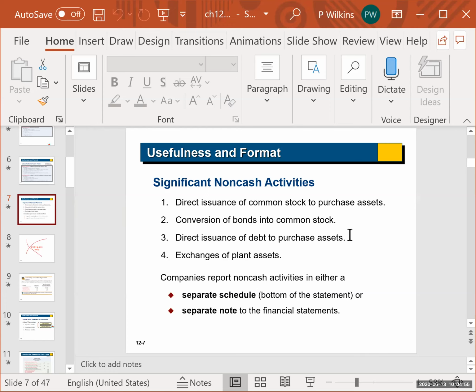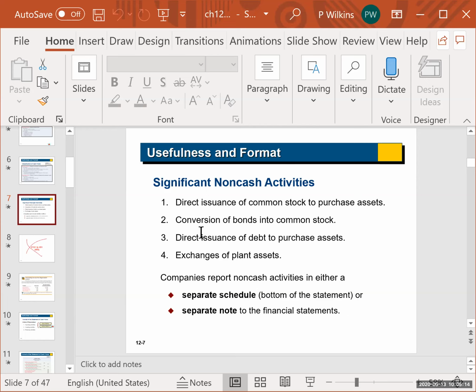Direct issuance of debt to purchase assets. So you buy a car and you do it on credit, right? You open an account, so there's no cash. Or exchanges of plant assets. So you trade a truck in for another truck, okay? Companies often have a report of non-cash activities included, which talks about these kinds of things.